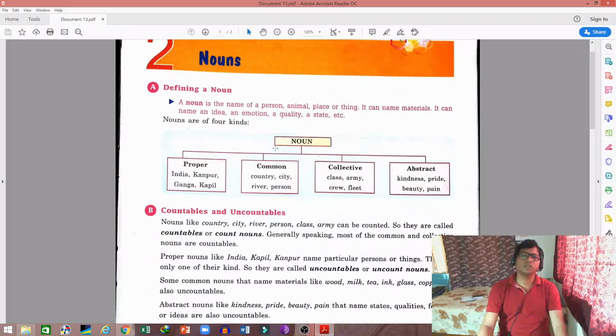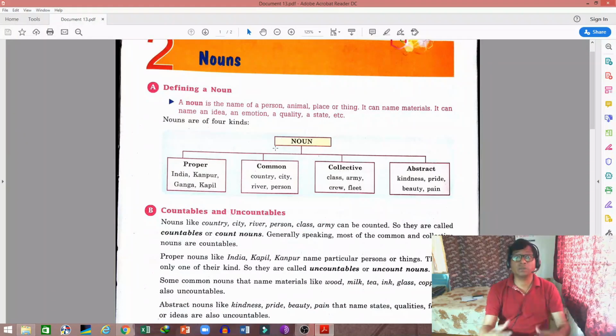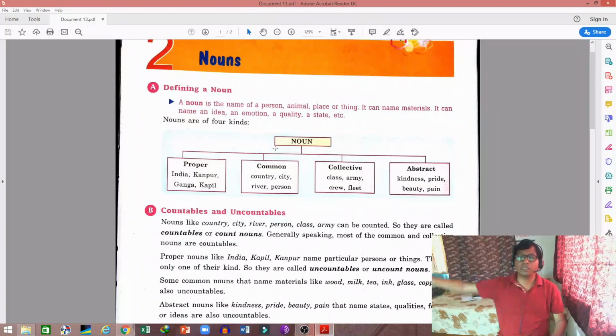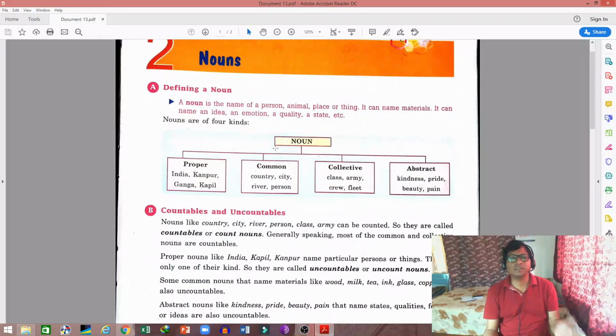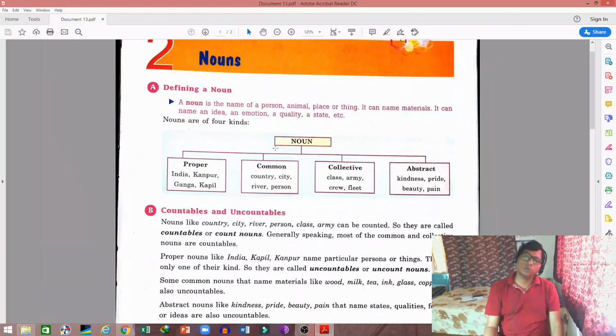For example, here, proper noun, you have named the persons. Common noun: country, city, river, person, etc. Then collective noun, it is the name of a class or group, like class, army, crew, fleet, etc. And abstract noun, it is the name of ideas or emotions, right? Kindness, pride, beauty, pain, etc. So all these things are different kinds of names. So you have to know these things. Now we will discuss on the line of this syllabus: proper, common, collective and abstract noun. You can also study material noun, as I told you just now.